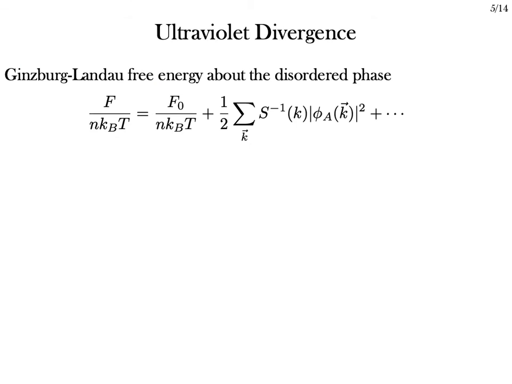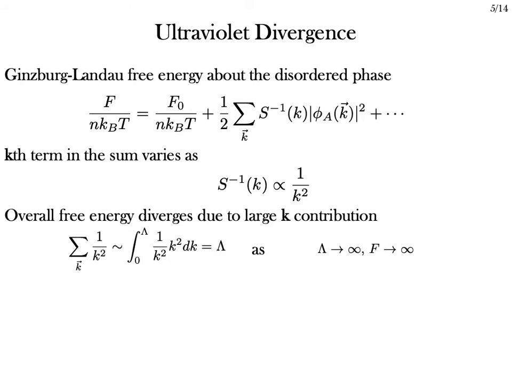We can expand the free energy of the disordered phase. The first term corresponds to uniformly mixed state. The second term depends on the structure function S and the composition fluctuation. The structure function varies approximately as k squared, where k is the wave vector, so its inverse varies as 1 over k squared. The overall contribution of this term to the free energy therefore varies as the k volume integral of 1 over k squared, which can be written like this.